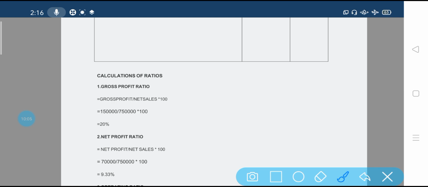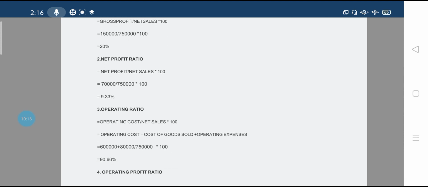The gross profit calculated is 1,50,000 and net sales is 7,50,000, into 100. Gross profit is 20%. Then net profit ratio is net profit divided by net sales into 100. Net profit is 70,000 and net sales is 7,50,000, into 100. So net profit ratio will be 9.33%.